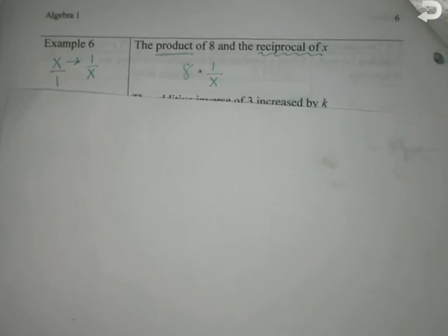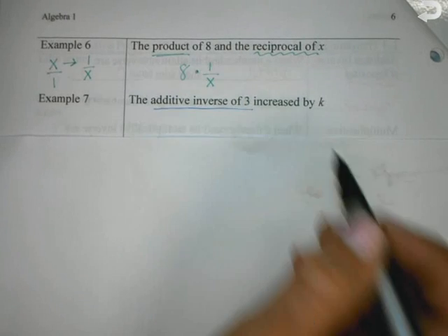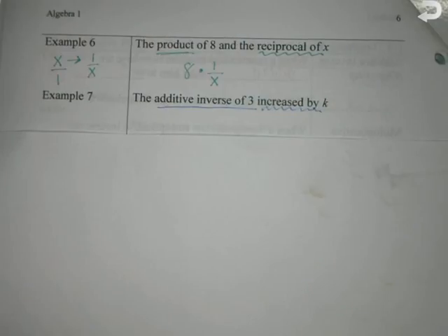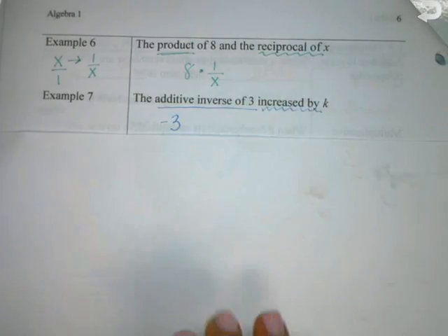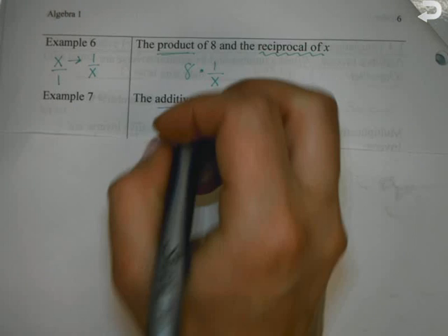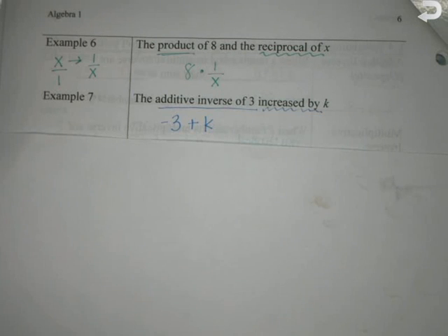Okay. The additive inverse of 3 increased by k. What is the additive inverse of 3? Negative 3. It's the opposite. Increased by k. So what's that mean I'm going to do? Addition, plus k. So far so good? Okay, to practice our vocabulary, we have a chart.